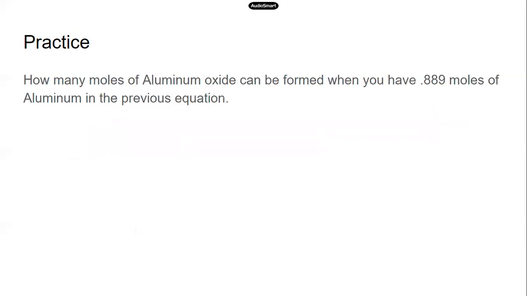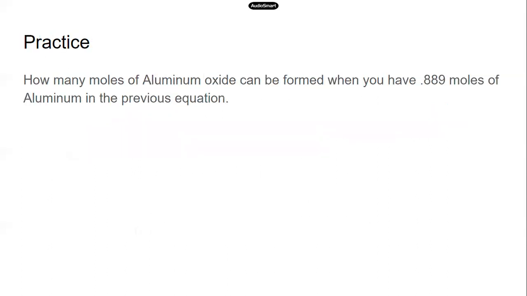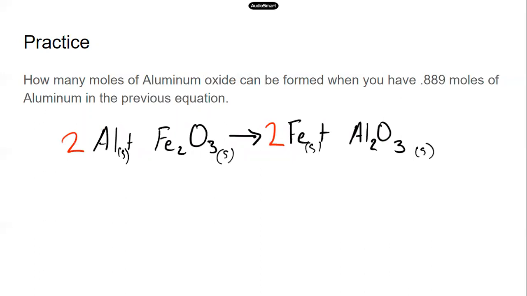So we're just going to have a little bit of practice here. How many moles of aluminum oxide can be formed when you have 0.889 moles of aluminum in the previous equation? You could go ahead and look at this equation and find out how many moles we're going to have based on what we're given. So we have 0.889 moles. Here's the equation, so you don't have to go back to the other slide.